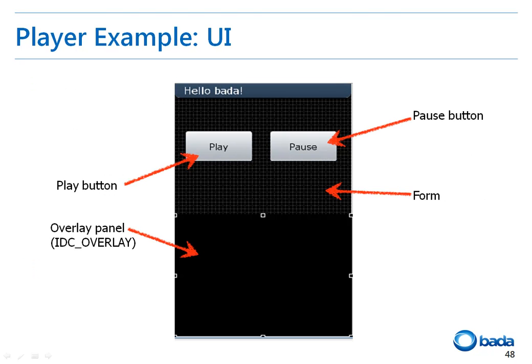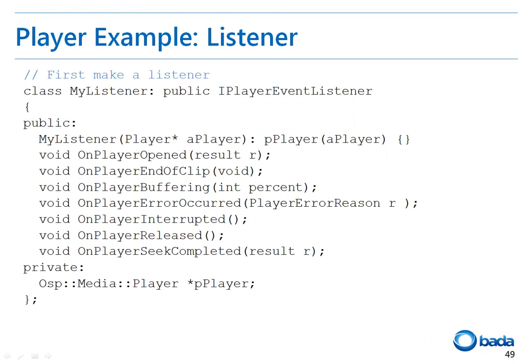The figure that you're looking at here is the UI to be used in this example. The play and pause buttons are located at the top, and an overlay panel, which has the IDC_overlay ID, has been created at the bottom. Now let's look at the source code. The first code fragment is the event listener object.